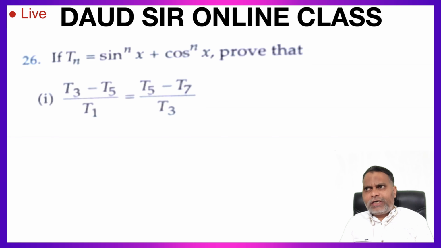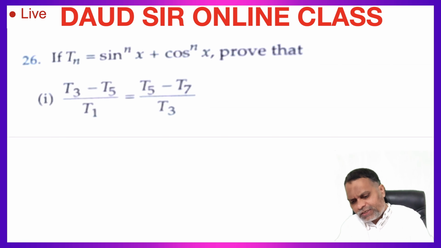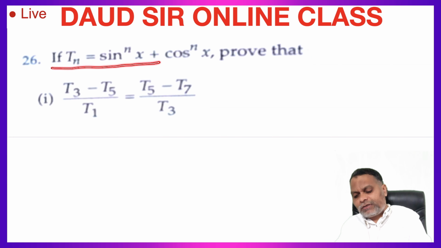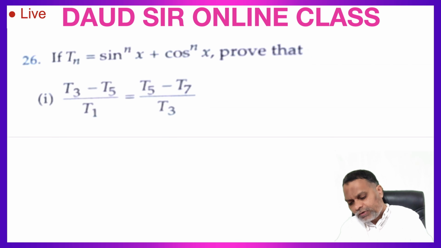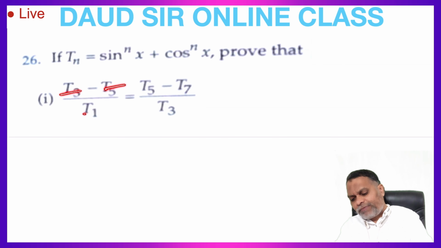Question number 26. This is the last question. In this question there are 3 parts, so we can solve one by one. First, question number 26. If Tn is equal to sin raised to the power nx plus cos raised to the power nx, prove that. Here in this question 3 parts, so we can prove them one by one. The value of Tn is given. So first part, T3 minus T5 upon T1 is equal to T5 minus T7 upon T3.